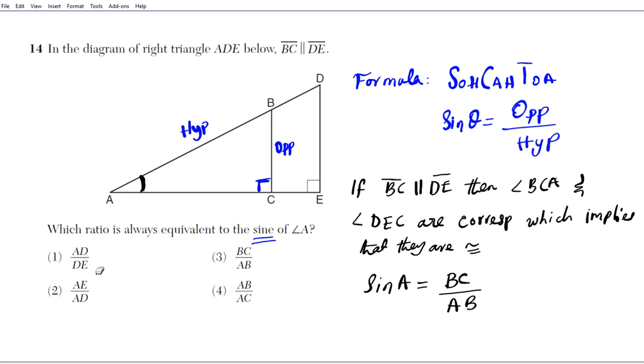Okay, let's look at the options here. We have sine A, BC over AB. Our answer for question number 14 is option number 3.